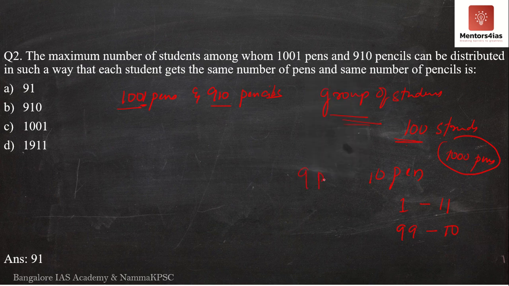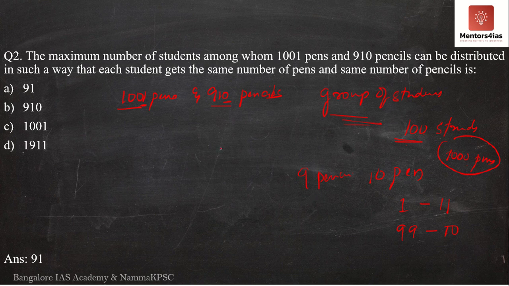Every student will get 9 pencils, but I'll still have 10 remaining. 10 more students will get each pencil extra. So I'm not able to divide the pens and pencils equally among them. I have to form a group where the pens and pencils can be divided in equal number.